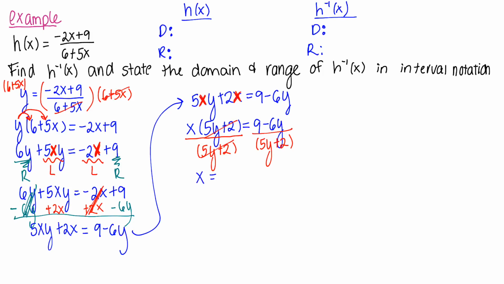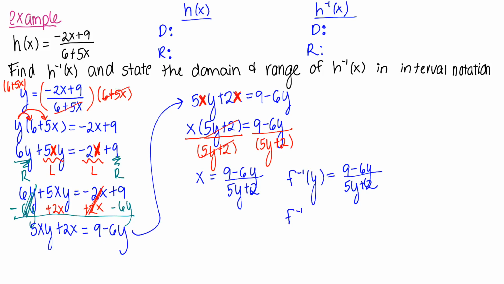So now we have x equals (9 minus 6y) over (5y plus 2). So f inverse of y is (9 minus 6y) over (5y plus 2). But replacing the y's with x's, f inverse of x is equal to (9 minus 6x) over (5x plus 2). So all I did there was just replace x's and y's. So now let's talk about domain and range.